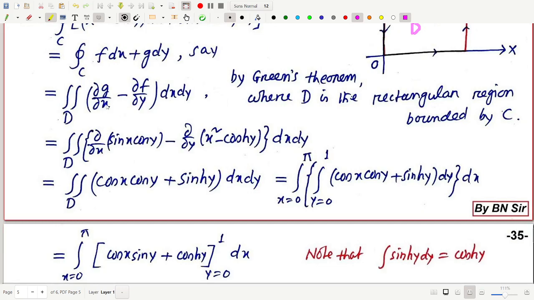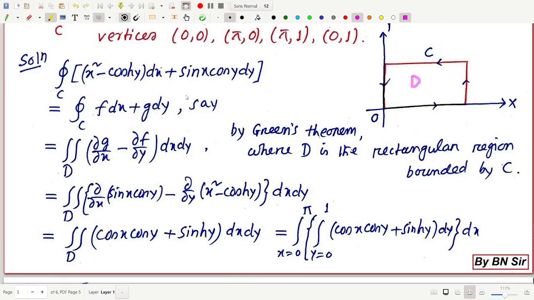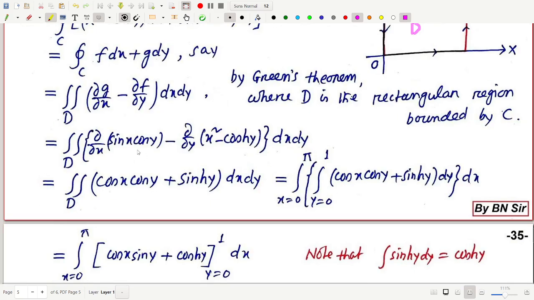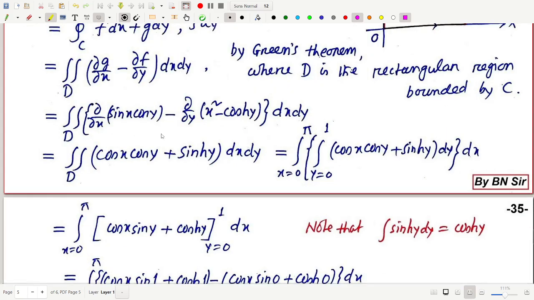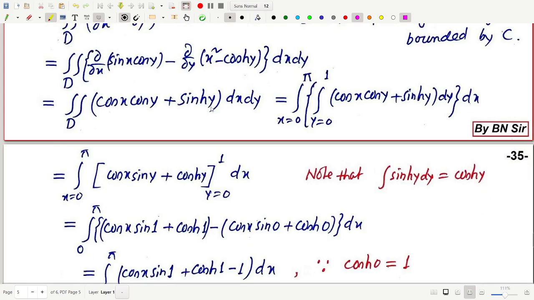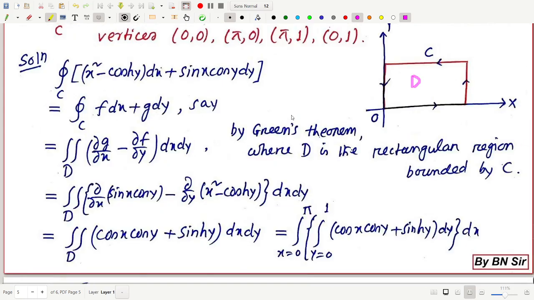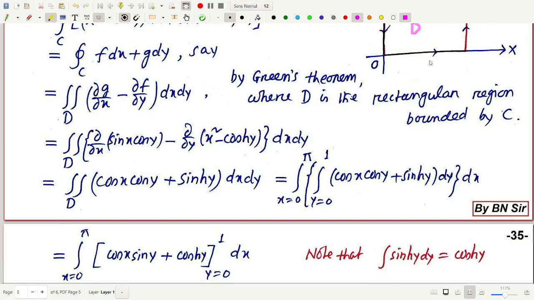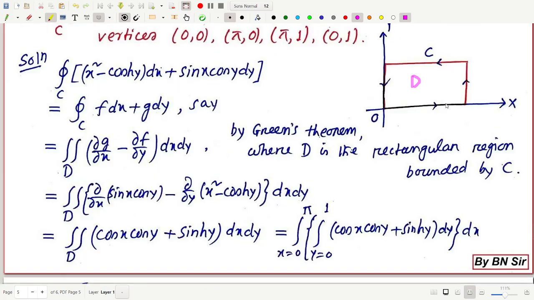Okay, so del x of g means here sin x cos y, and f means here x square minus cos hyperbolic y. So del x of this minus del y of that. So the derivative of sin x is cos x, cos y, and del y of x square is 0, minus minus the derivative of cos hyperbolic y with respect to y, which is sin hyperbolic y, no minus sign for hyperbolic, this is a hyperbolic function. So in this rectangular region, y varies from 0 to 1, and x varies from 0 to pi, obviously.